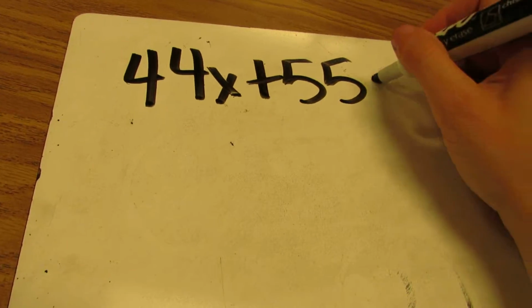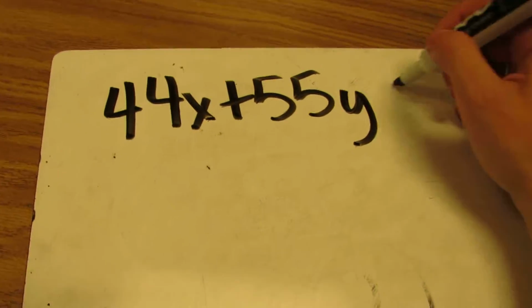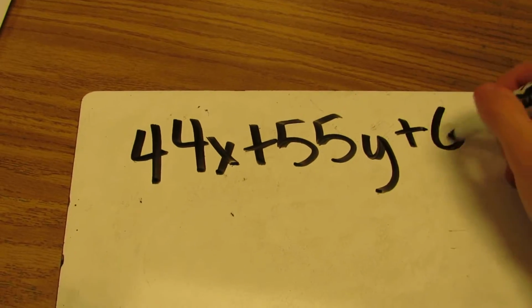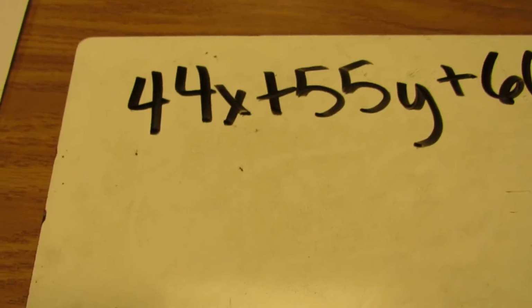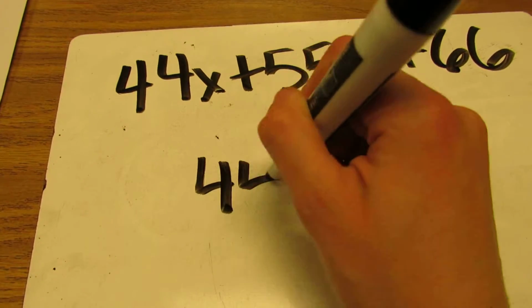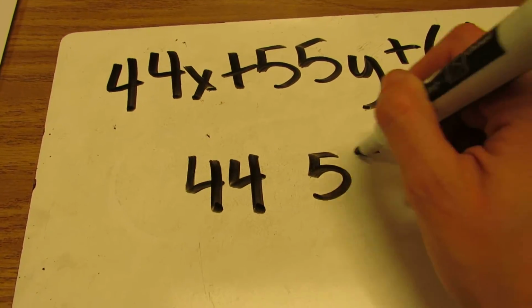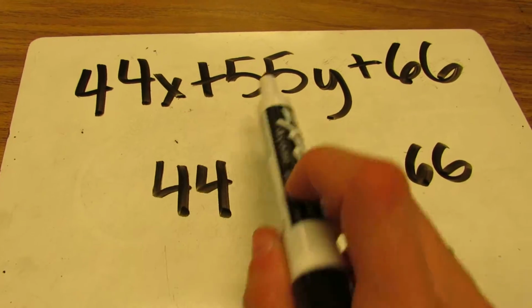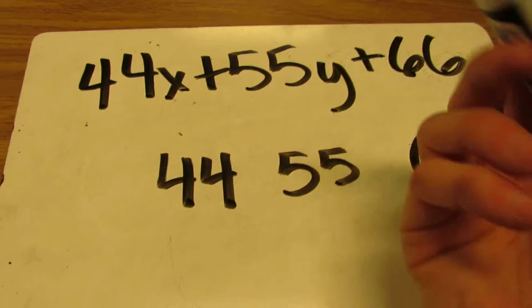So lastly, it says I need to factor using GCF and the distributive property. So guys, this is pretty simple. I'm going to go ahead and just take my numbers out. So I have 44, and by numbers I mean coefficients and constants. Everybody see where I pulled 44, 55, and 66 from?